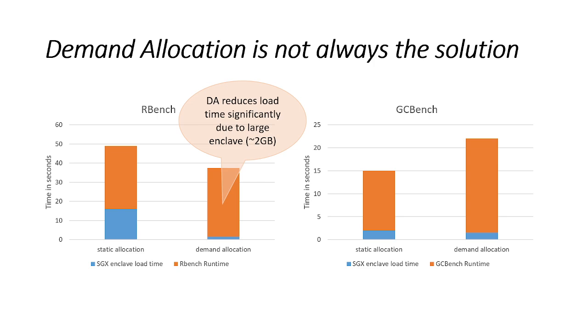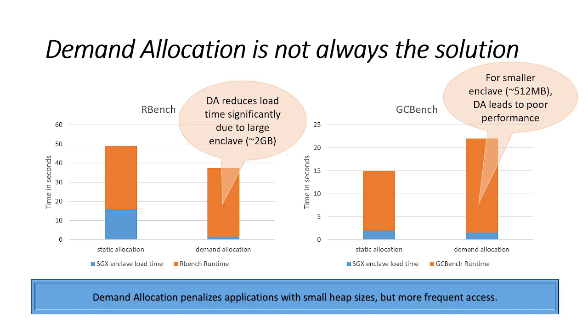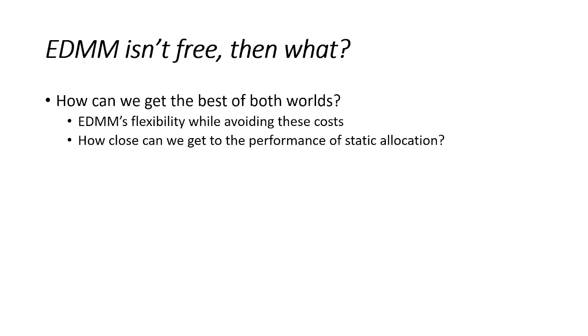Although with demand allocation the load time reduces significantly, thereby lowering the time of total execution for the application, the runtime is still high. With GC Bench, for which we allocate an enclave of 512 MB, we see a significant adverse impact of demand allocation. Demand allocation is penalizing applications with small heap sizes but more frequent accesses. As we can see, EDMM isn't free.